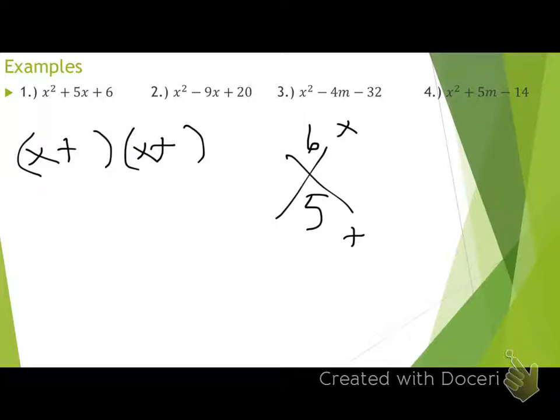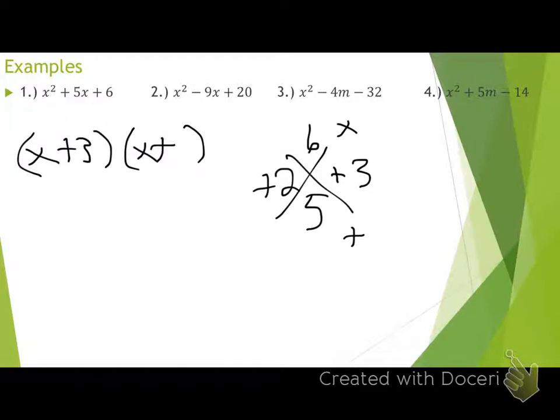Now I can solve the puzzle. I know I'm going to have 2 positive values. So once again, I'm looking at 1 times 6. 1 times 6 gives me 6, but it does not add to give me 5. What are some other factors of 6? Well, there's 2 and 3. 2 and 3 multiply to give me 6, and look at that. They add to give us 5 as well.